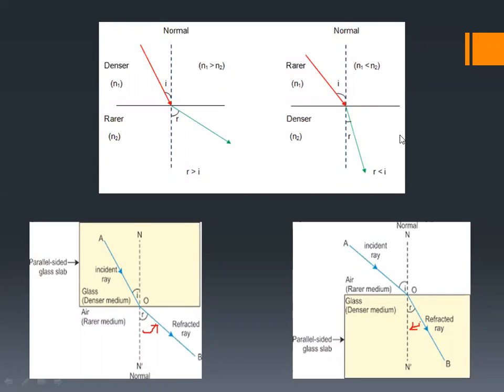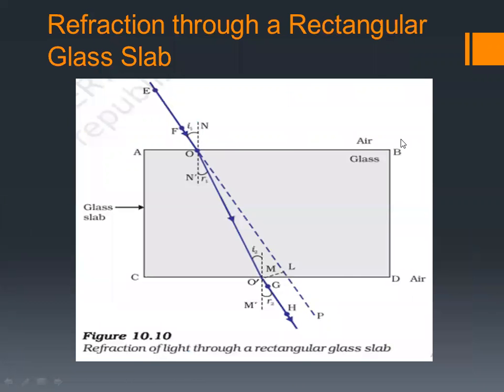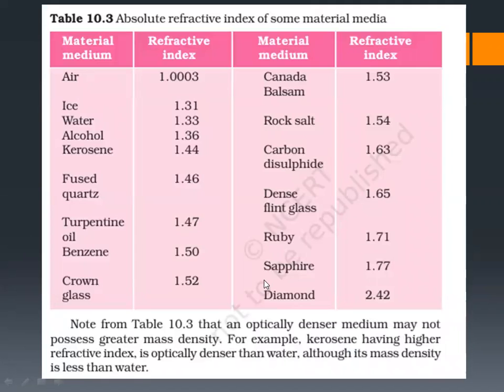And next, refraction through the rectangular glass slab. The original path of the light changes because of refraction. This displacement is called lateral displacement. And we have already seen the refractive index of air, ice, water, some glasses, and ruby, sapphire, and diamond, some of the gems that we use as ornaments.